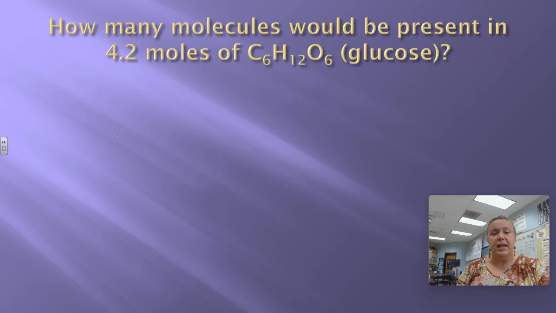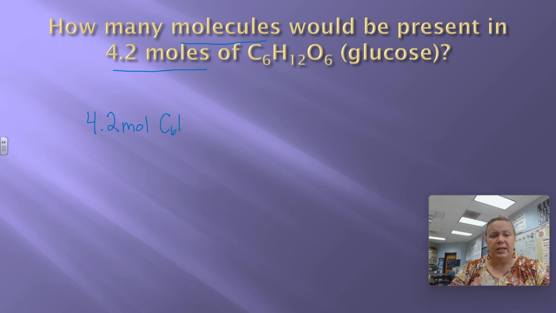The first question is, how many molecules would be present in 4.2 moles of glucose? Now, if you guys wanted to, you could pause the video for a second, try this problem, and then I'm going to show you how to do this. So what we have here is 4.2 moles of glucose, and we want to know the molecules. It's important to identify what is given to you to start with and what you're looking for. You always start with what's given to you, which in this case is 4.2 moles of glucose.